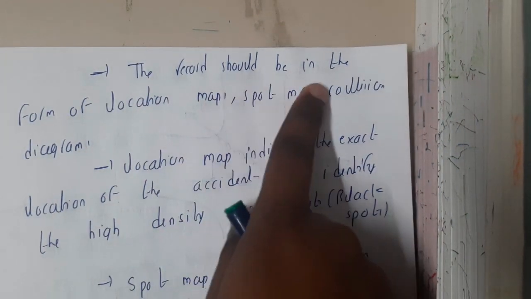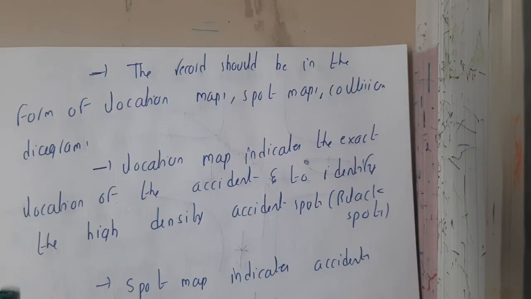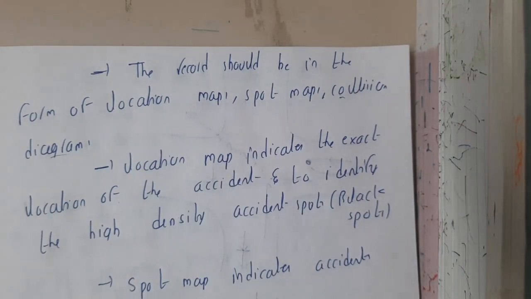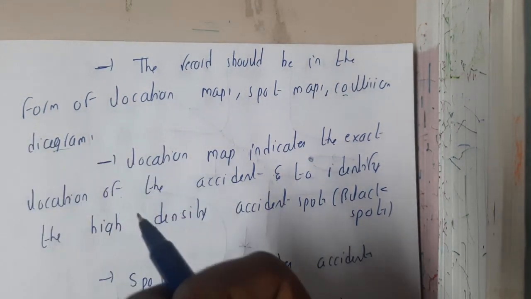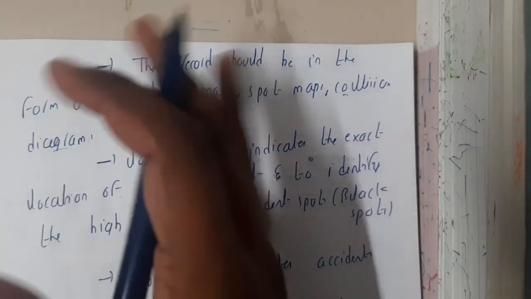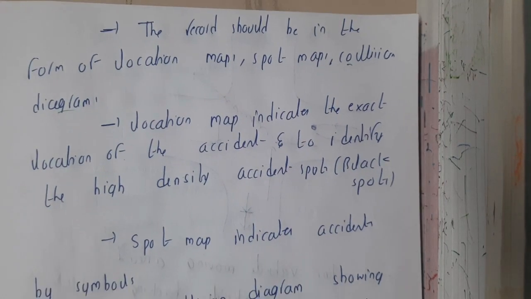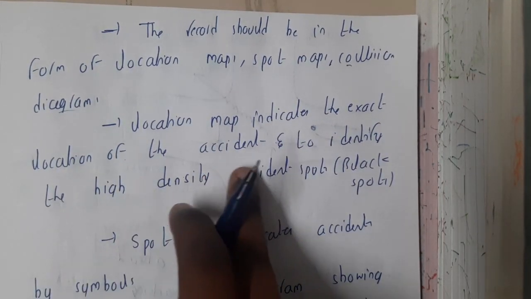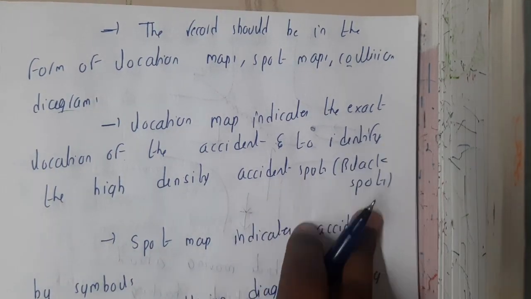The record should be in the form of location map, spot maps and collision diagrams. We'll be discussing a collision diagram example also, don't worry. How the accident has occurred, things like the speed and other parameters, we will try to collect in this accident record. The location map indicates the exact location of the accident and helps identify the high density accident spots, which are nothing but black spots.